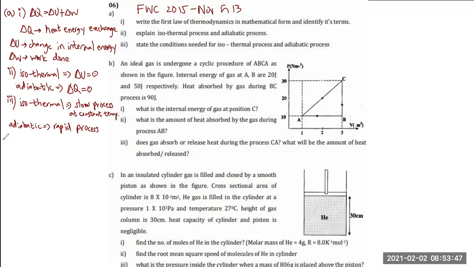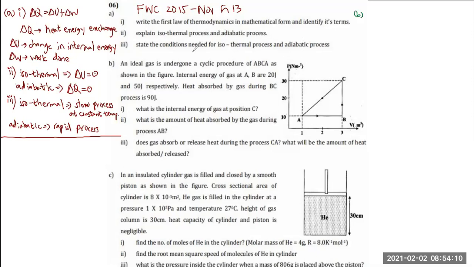Then let's move on to the B part. We are done with A part. They have given us a graph, so I'll start B part here because I can work with the graph conveniently. So what does B part say?